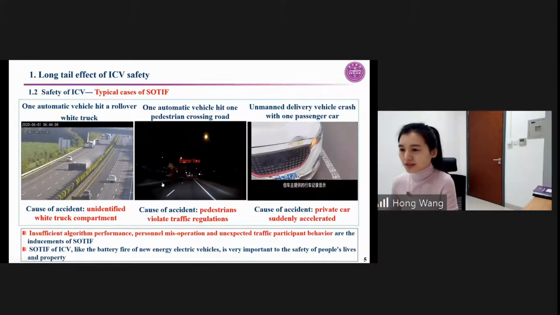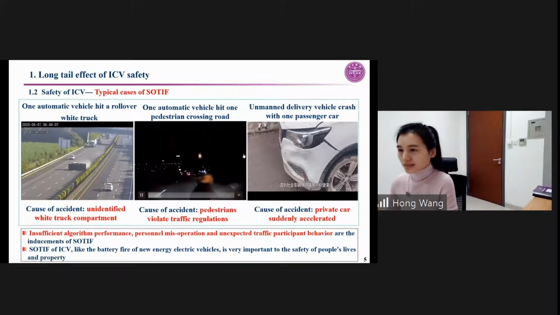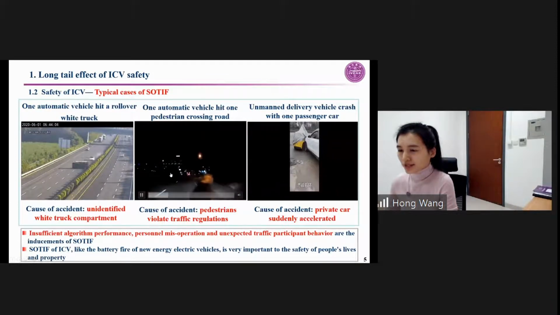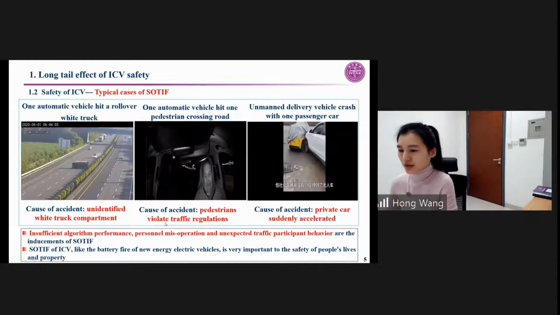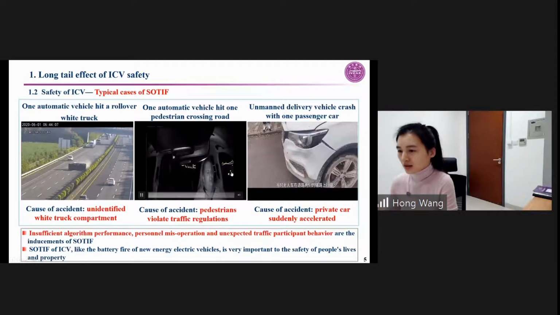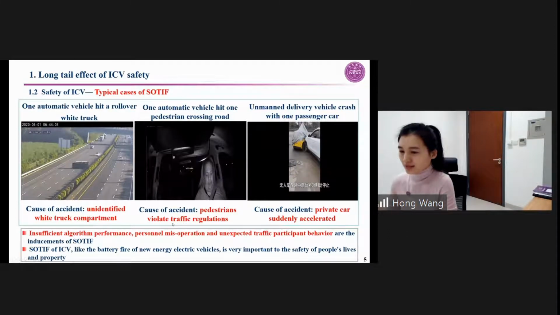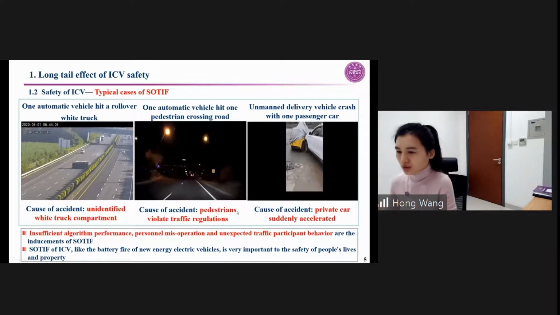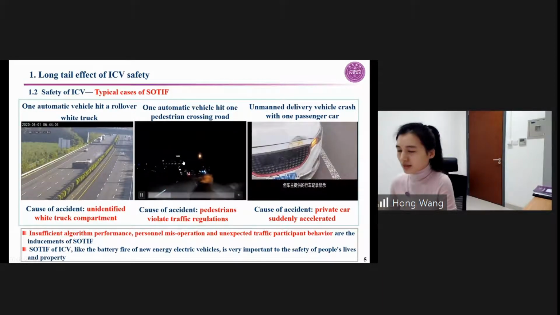The second one, we can see that this automatic vehicle hit one pedestrian crossing the road. It's just because the pedestrian violates traffic regulations. So the decision making or the path planning of the automatic vehicle ignored or neglected the pedestrian violating the traffic regulations. So this is because of the decision making of the path planning algorithms in the automatic vehicle.